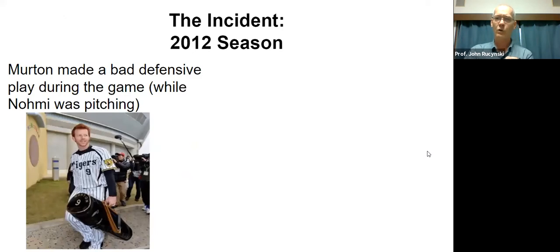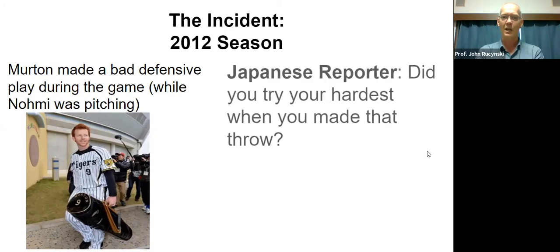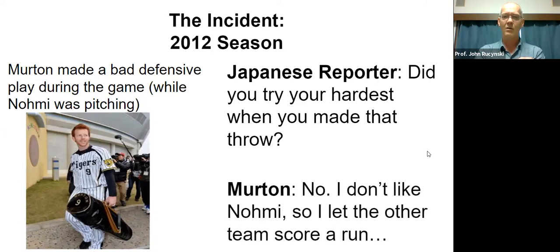So in 2012, this was Merton's third year in Japan. He was a very good and popular player, but one game he made a bad defensive play while Nomi was pitching. So this is bad for the pitcher. And I must add, Hanshin was kind of struggling at that time. So after the game, a reporter asked Merton, did you try your hardest when you made that throw? So Merton, you can imagine, was a little offended, and he said, no, I don't like Nomi, so I let the other team score a run.